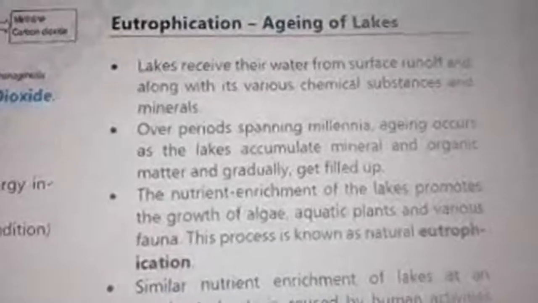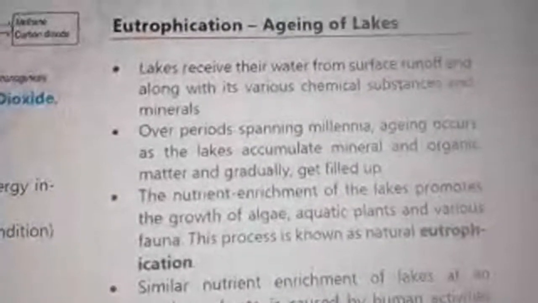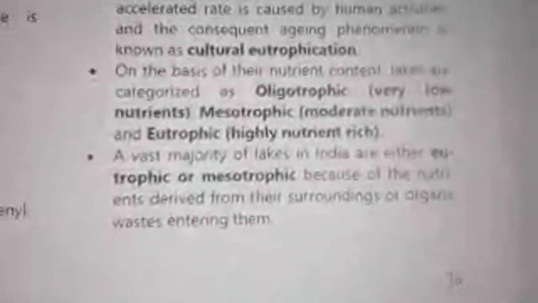Eutrophication: aging of lakes. Lakes receive their water from surface runoff along with its various chemical substances and minerals. Over periods spanning millennia, aging occurs as the lakes accumulate mineral and organic matter and gradually get filled up. Nutrient enrichment of the lakes promotes the growth of algae and aquatic plants. On the basis of their nutrient content, lakes are categorized as oligotrophic (very low nutrients) to eutrophic (nutrient rich). A vast majority of lakes in India are either eutrophic or mesotrophic because of the nutrients derived from their surroundings or organic wastes entering them.